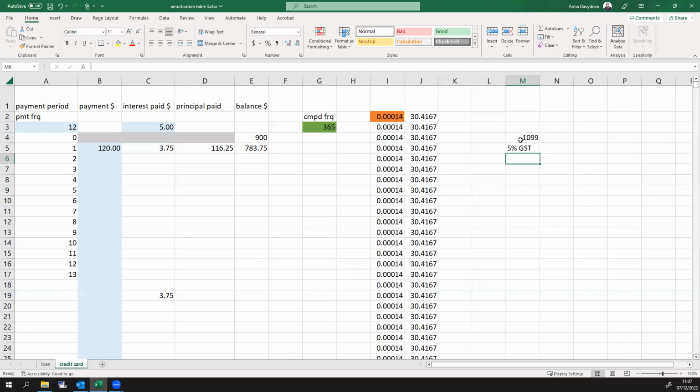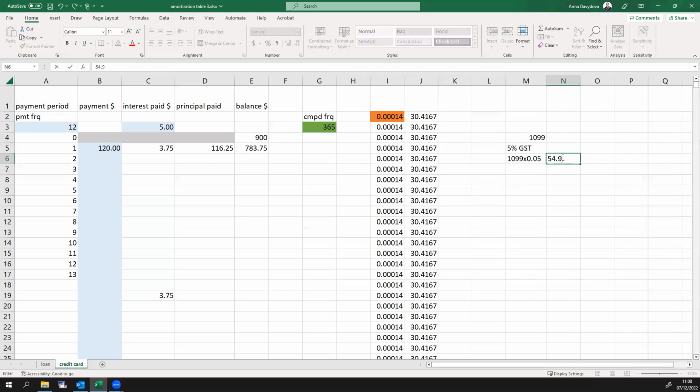In your calculator, you can type 1,099 multiplied by 0.05. It should give you a number. And that number would be 54.95. That's the 5% GST that will be added to the cost of the balloon ride.